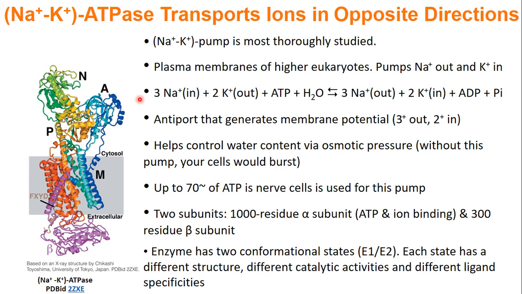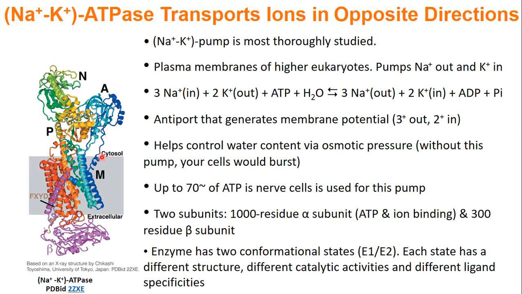This will also help control water via osmotic pressure, that is the amount of ions in your cell compared to the outside of the cell. And if you didn't have this pump, all your cells would start to burst because of water pressure. Now, up to 70% of ATP in nerve cells is used for this pump. So most of your nerve cell energy is going to run this pump.